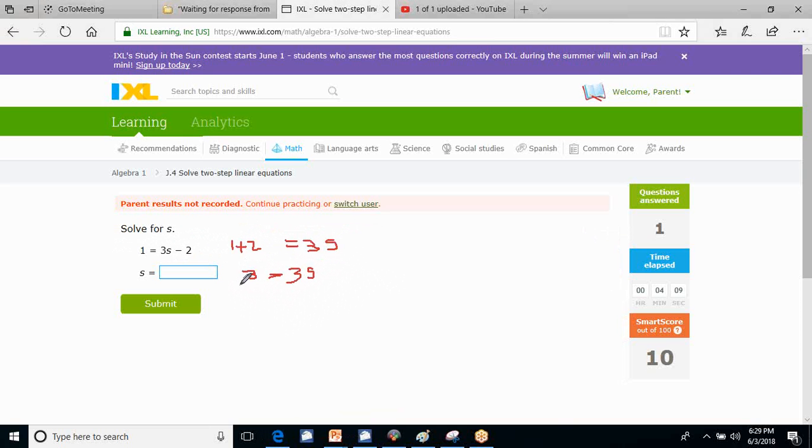If you divide both sides by 3, then you get 1 is equal to s, because the 3 cancels the 3. Whatever you do on one side, you have to do on the other side. Just cancel that. So s is equal to 1, or 1 is equal to s, the same thing. So let's plug that in.